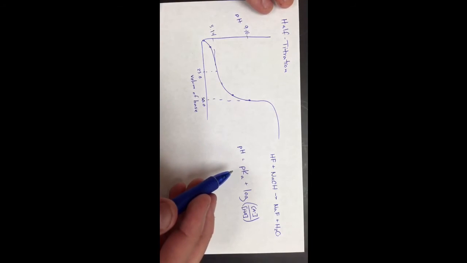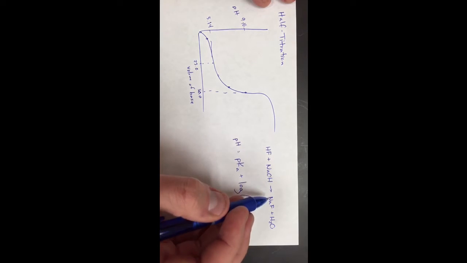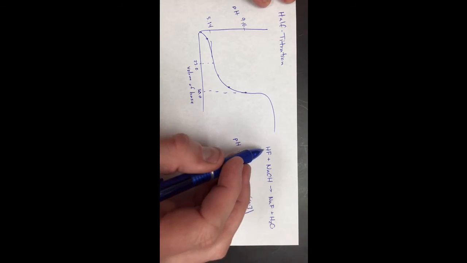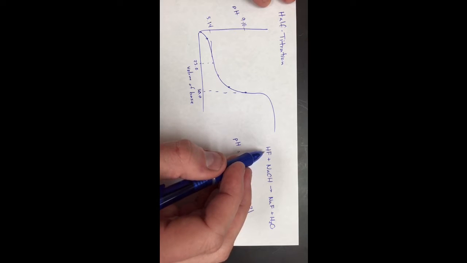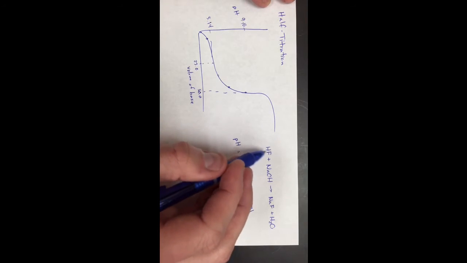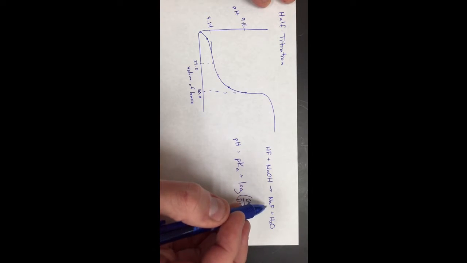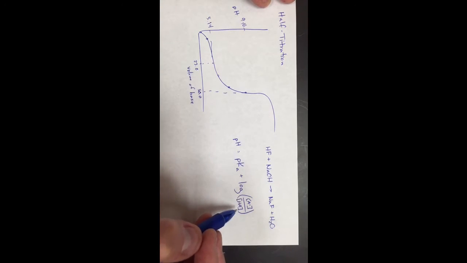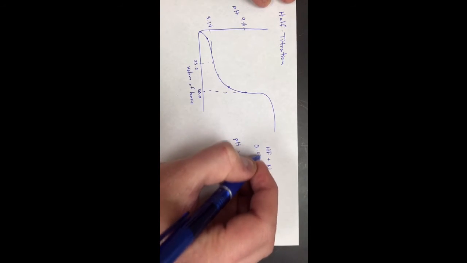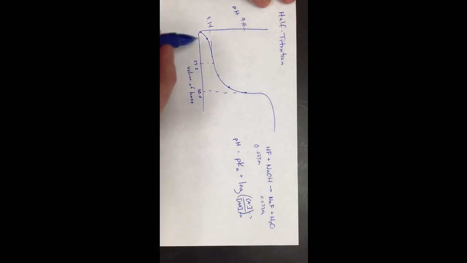Because at halfway, that means that the molarity of the HF is now equal to the molarity of the F minus, because half of this has reacted. Whatever the concentration was at the beginning, it doesn't matter, since half of it's reacted and turned into F minus, we have the same concentration of HF as we do F minus. And if we put that in the Henderson-Hasselbalch equation, that means that these two are the same. So let's say that both of them were 0.033 molar at the halfway point.